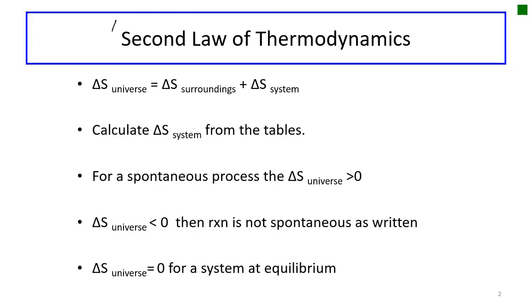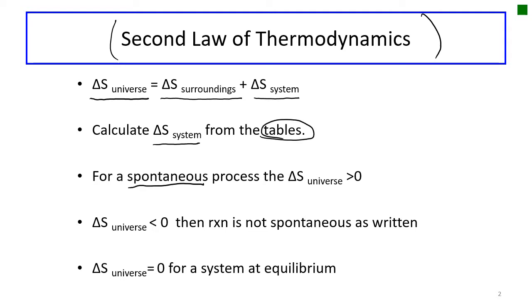So we left off on the second law of thermodynamics. And what we said was that the change in entropy of the universe is going to be equal to the change in entropy of the system plus the change in entropy of the surroundings. The system and the surroundings inherently are going to equal pretty much everything, hence the universe. We're going to get delta S of the system from our tables or from our charts. And we are told here that for a spontaneous process, this change in entropy of the universe has to be positive.